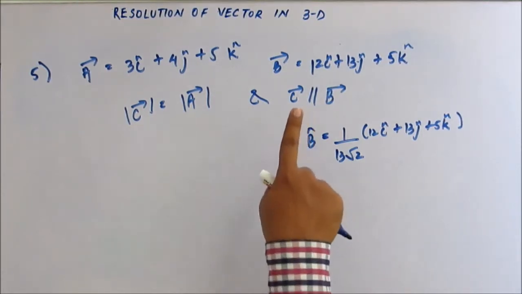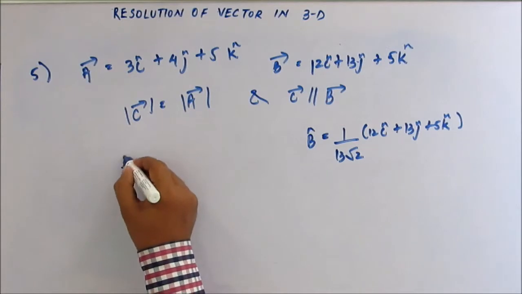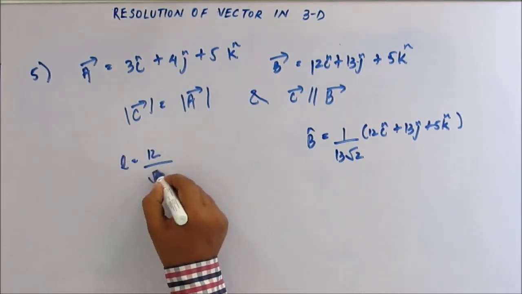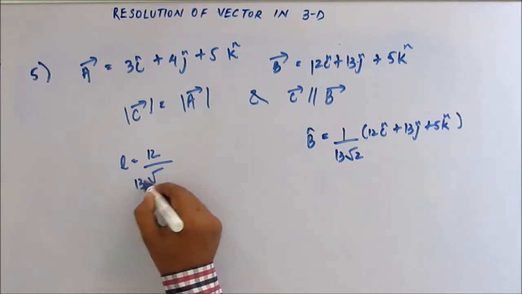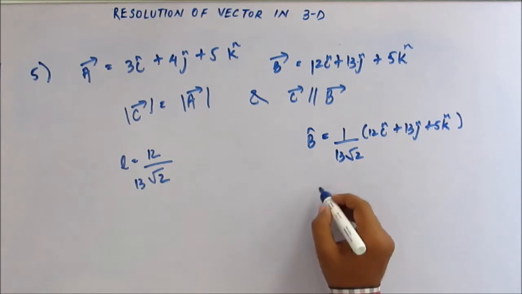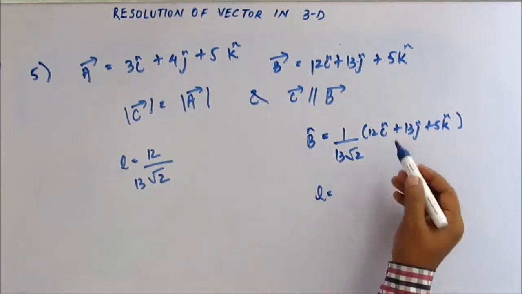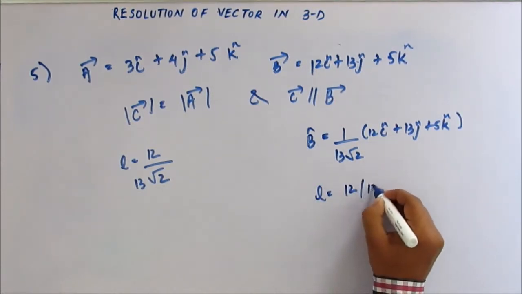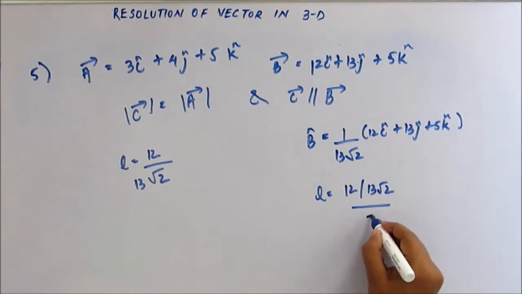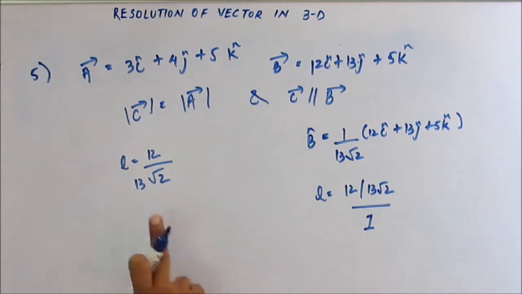If you find the cos alpha, if you find L for b vector, it would be 12 upon 13 root 2. If we find the direction cosine for b cap, L, then the x component is 12 upon 13 root 2 upon the magnitude. The magnitude is 1. So if you see, the direction cosines are the same. Similarly you can do for m and n, they will also come out the same.